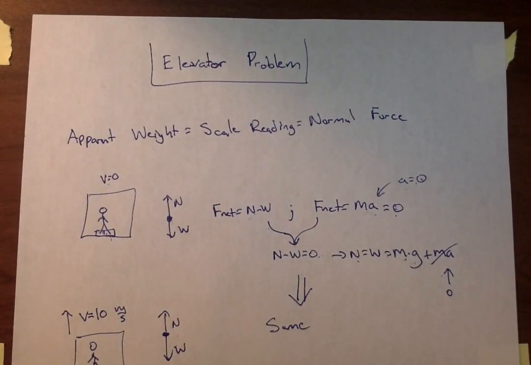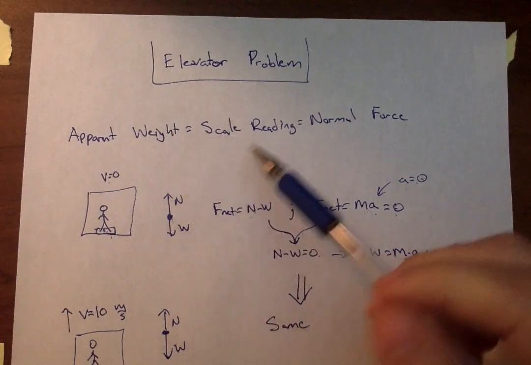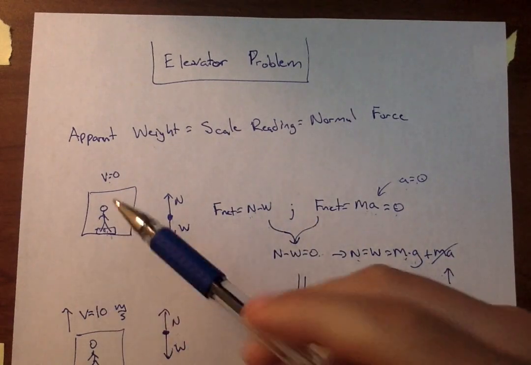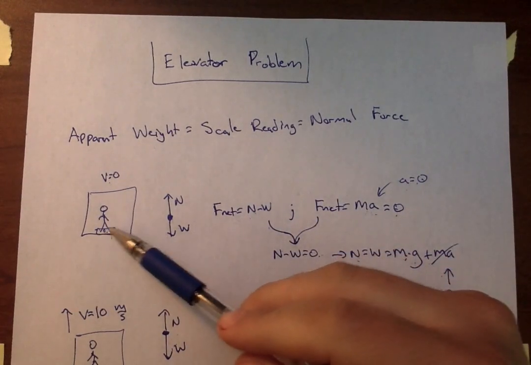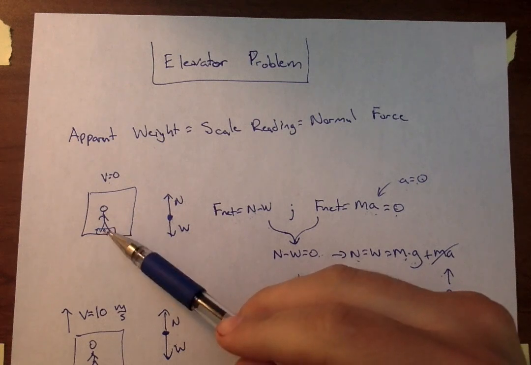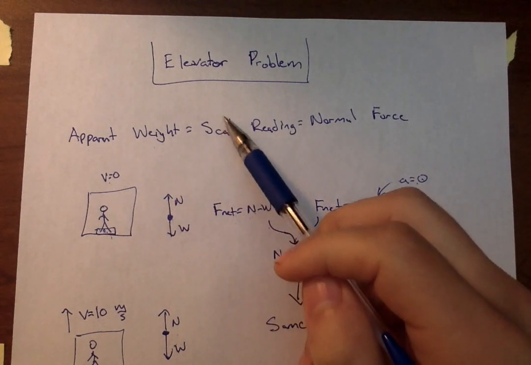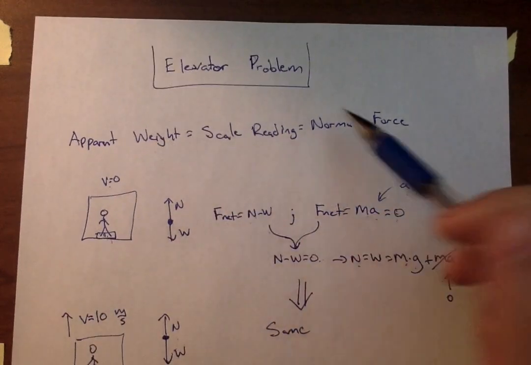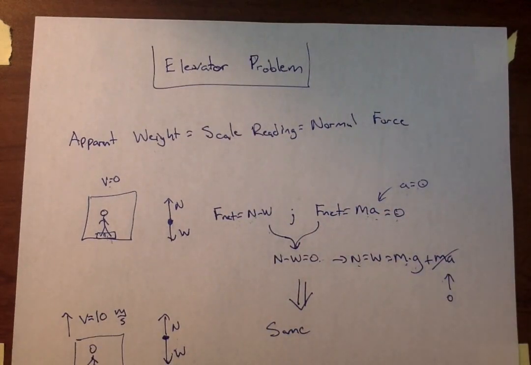So the first thing you need to know is the words apparent weight, scale reading, and normal force all mean the same thing. A lot of times in these problems, a person will be standing on a scale in the elevator, and whatever the reading on that scale is, that's the scale reading. It means the same thing as the apparent weight and the normal force. So your real weight, your mass times gravity, never changes, but your apparent weight can change. If you jump on a scale, the scale reading will change. So that scale reading is the normal force, your apparent weight.